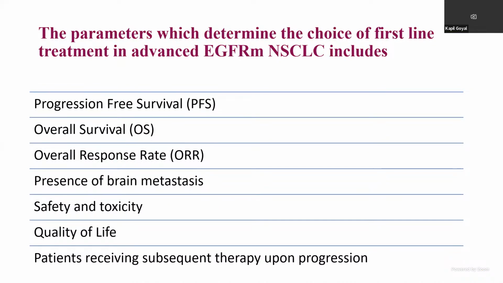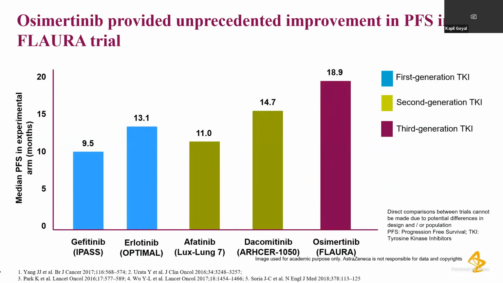So when we are deciding the treatment choice for first-line treatment of advanced EGFR mutated NSCLC patients, we have to look at a few things: the available data, what the progression-free survival, overall survival and overall response rate of the given agent are, presence of brain metastasis or not, what the safety and toxicity are according to the comorbidity profile of the patient, what quality of life we are going to offer the patient, and whether the patient is receiving any subsequent therapy upon progression.